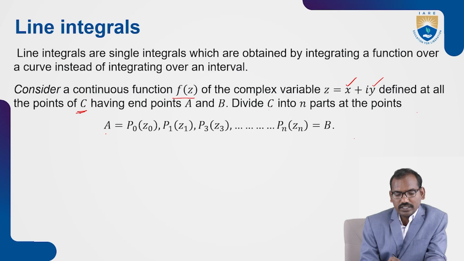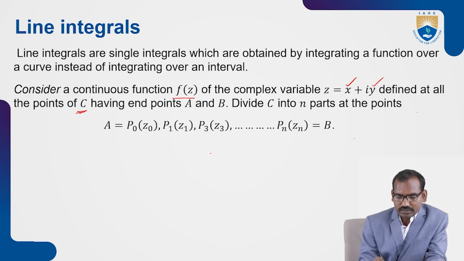So we are taking A. At A we take P0 at Z0 and P1 at Z1, P3, this is the point 3. We are dividing the curve C into n parts at n points. These are the points. At these points we are dividing.